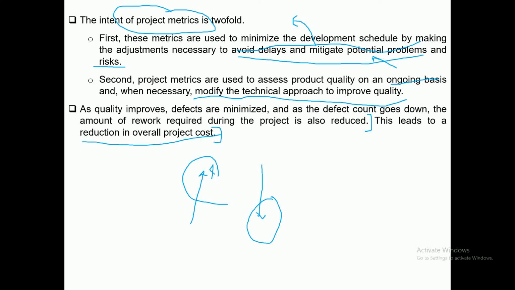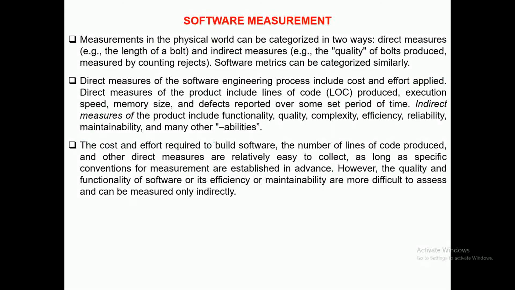Software measurement. Now you need to measure the software. Software cannot be measured like you measure a distance or a liquid, I mean in kgs, in liters. It cannot be measured. Software measurement does not have a standard measuring unit. Measurement in the physical world can be categorized in two ways: direct measures and indirect measures.